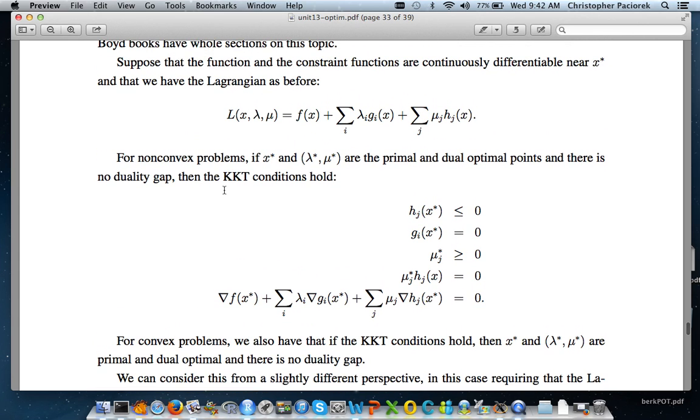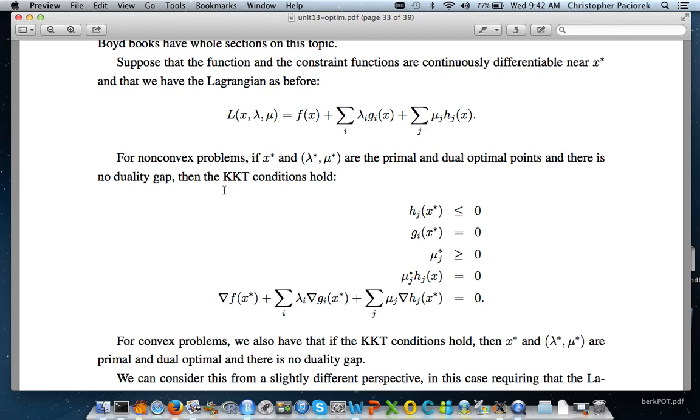So these conditions are in some ways just a rewriting of what we have when we have a Lagrange multiplier kind of problem, which is we take the original Lagrangian, take derivatives with respect to x and set that equal to 0, obviously because we want the gradient to be equal to 0.